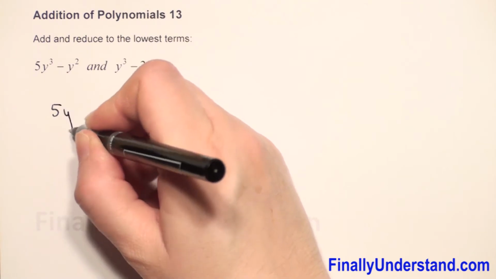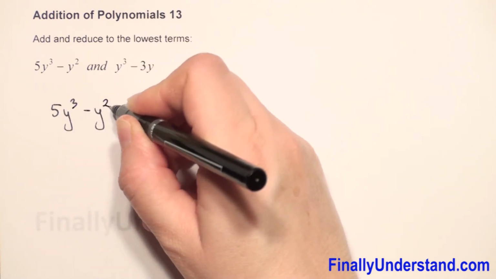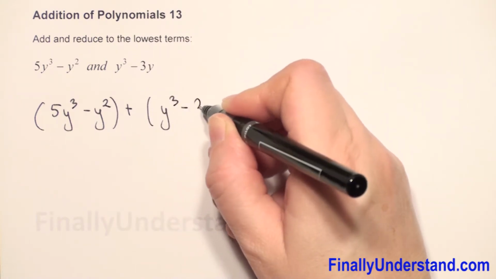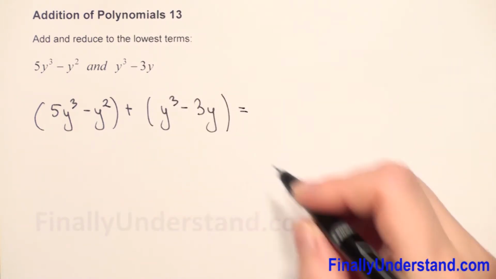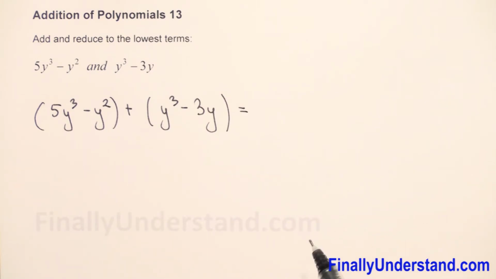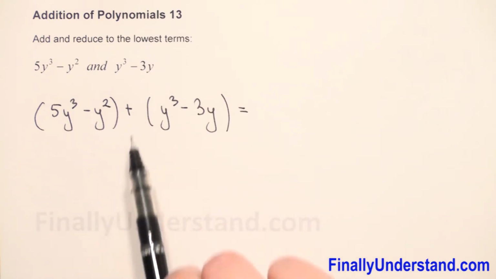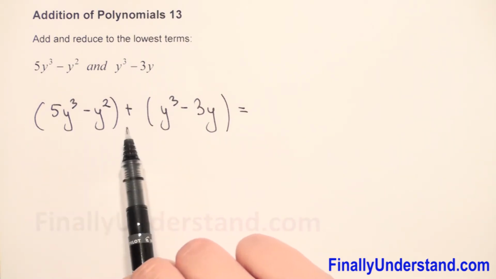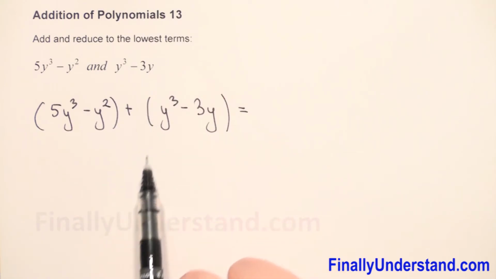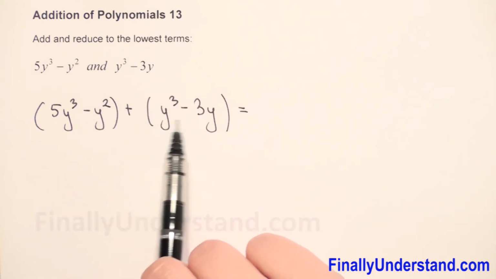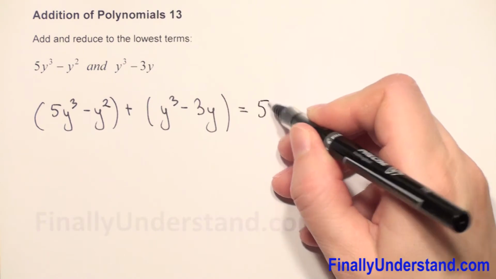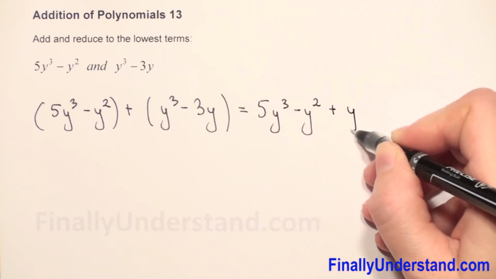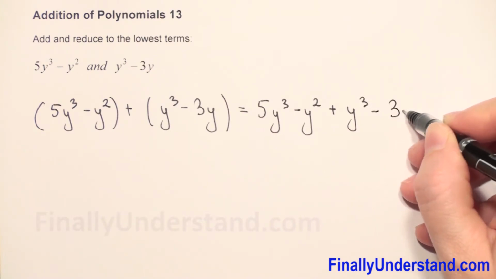We have 5y cubed minus y squared plus y cubed minus 3y. This is equal. First, we have to take down the parentheses. Before the parentheses, we have a positive sign, and when we don't have a sign, it's always positive. So we just take down the parentheses and the sign stays the same. So we have 5y cubed minus y squared plus y cubed minus 3y.